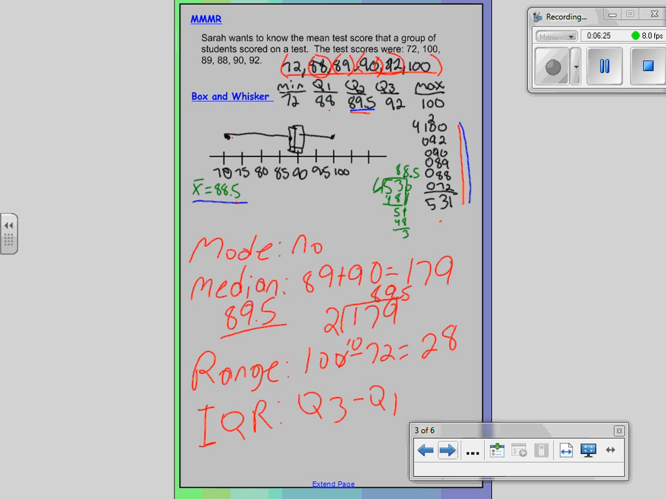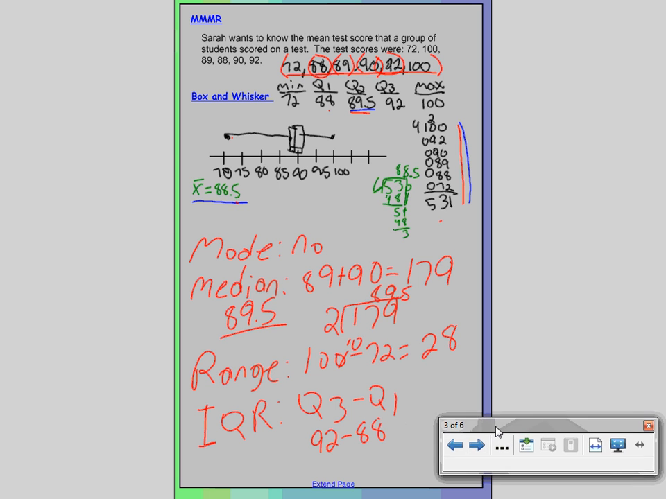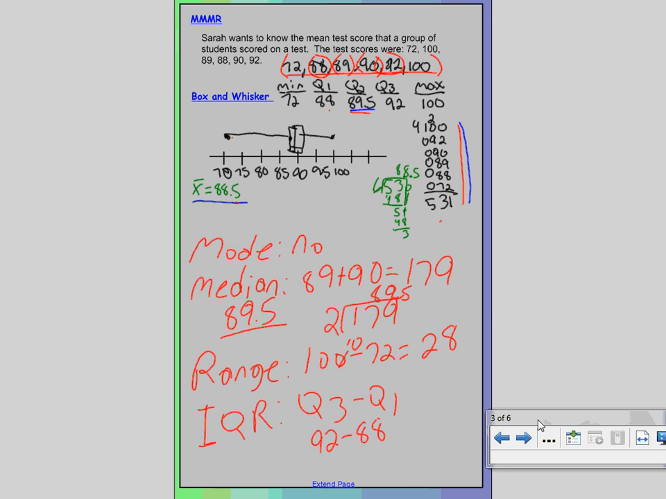So our Q3 was 92. Our Q1 was 88. Q3 minus Q1, 92 minus 88. What is that, 4? And that tells me how far away the numbers are from one another in the middle. All right?